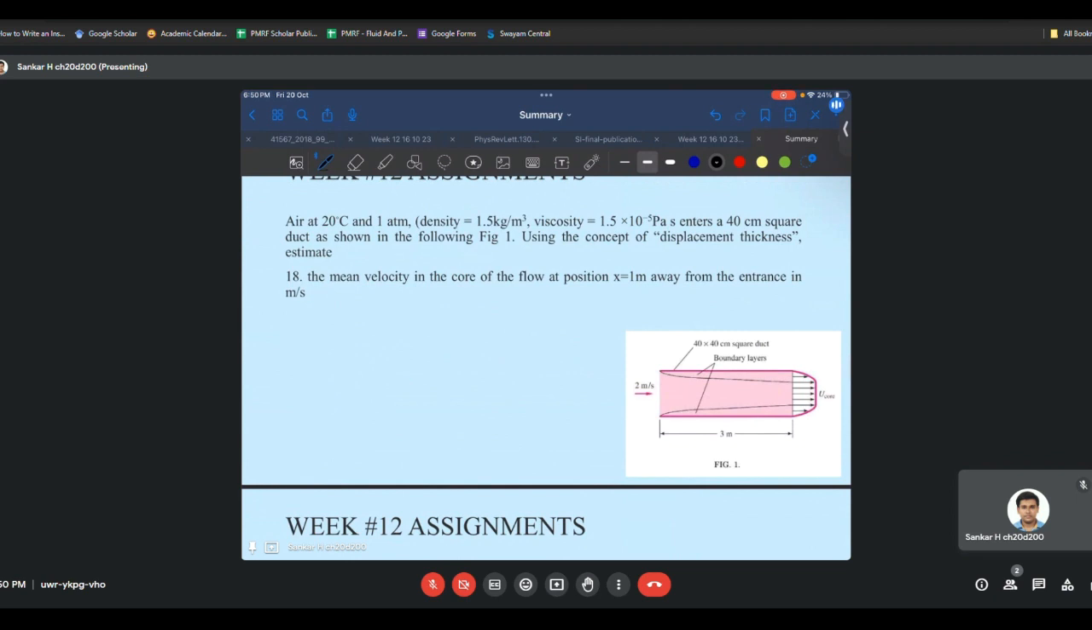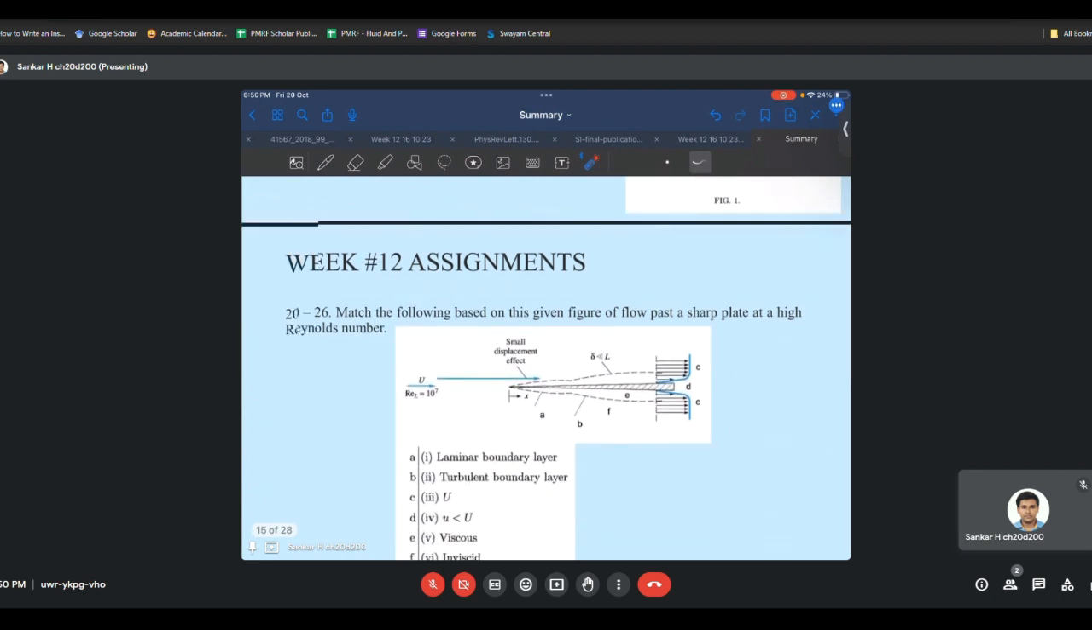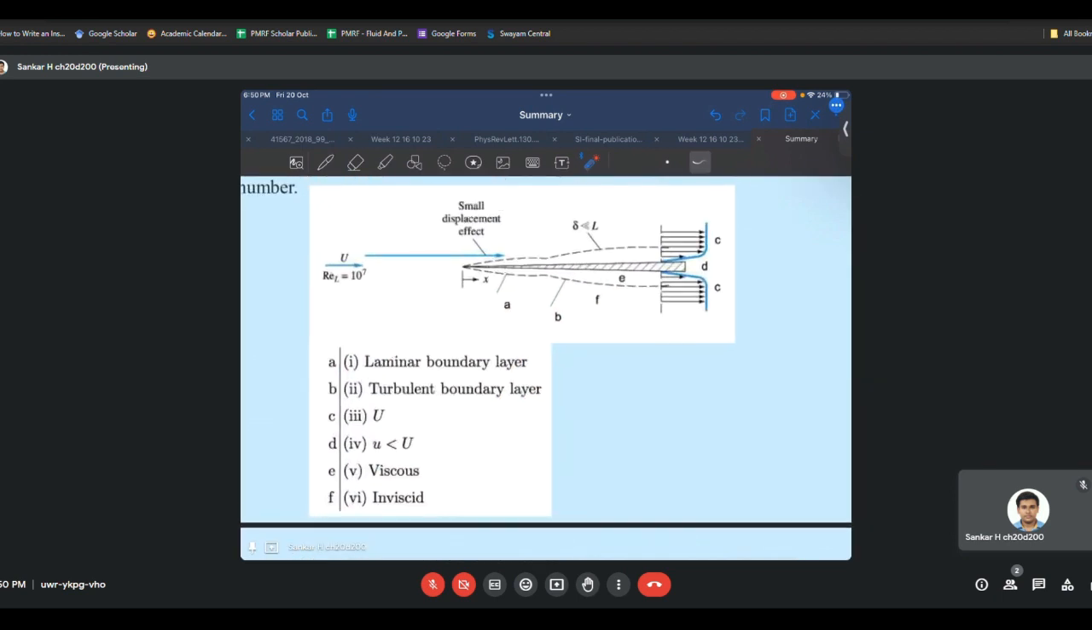Okay, I'm going to leave these two questions, the mean velocity in the core of the flow and the average pressure gradient, to you, because I think it's quite straightforward. Again, you just have to solve a couple of equations, and we'll move on to questions 20 to 26. In the interest of time, I'll be skipping forward a little faster. So now you have to identify what these letters stand for, corresponding to the right hand side of the column.